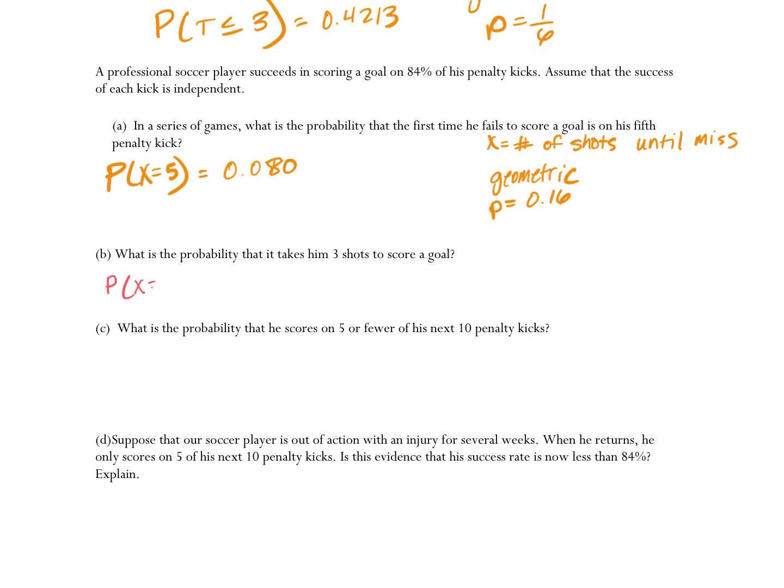X would be 3 shots for sure. And now X stands for number of shots until you make it, until a make. So then P would be 0.4. And the big difference then would be P equals 0.84. So, and by 0.4, I mean 0.84. I don't know what I was thinking.